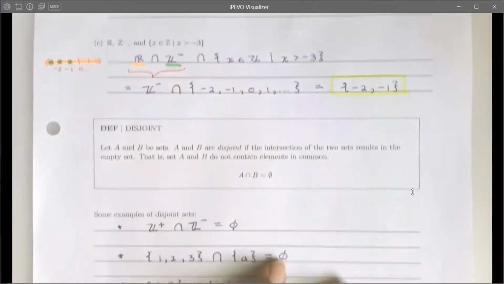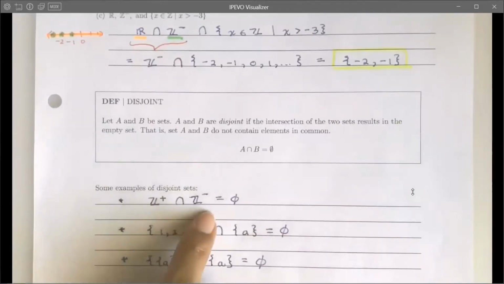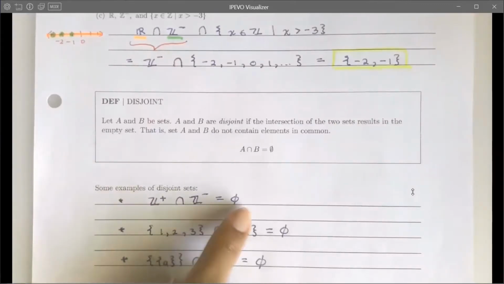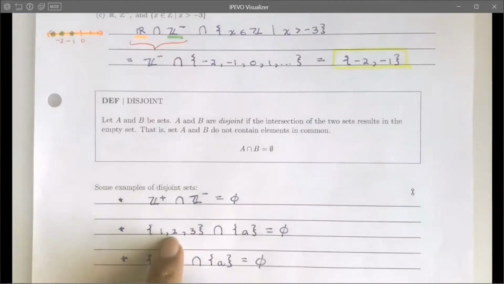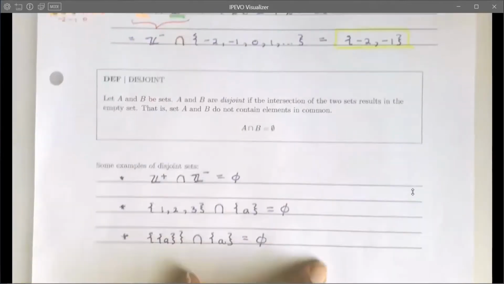Here are some other examples of sets that are disjoint. If we try to take the intersection of the positive integers with the negative integers, they're not going to share anything in common. So that's going to be disjoint. If we have a set that contains, for instance, the elements 1, 2, 3, and another set that contains the element A, when we try to find what they share in common, well, that's nothing. So again, those are disjoint.